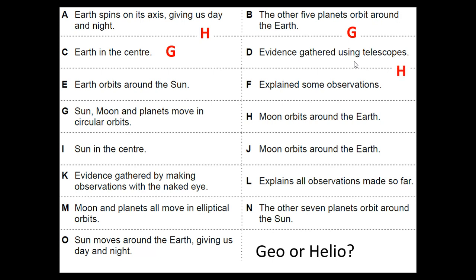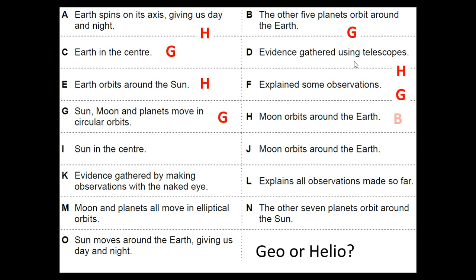Evidence was gathered using telescopes. That's the heliocentric. Earth orbits around the sun. That's the heliocentric. Explains some of the observations, but not all observations. That was the geocentric model. It didn't explain everything that scientists were observing in the sky. The sun, moon, and planets move in circular orbits. Now, that is the geocentric model. In the geocentric model, the orbits were perfect circles.